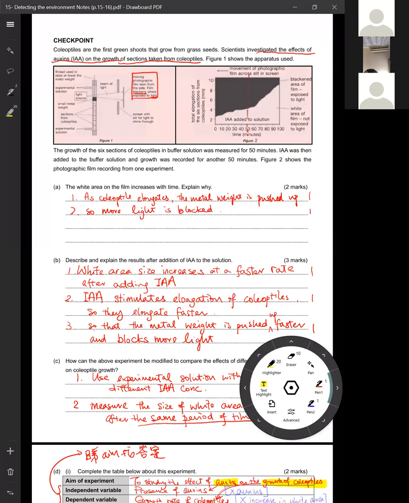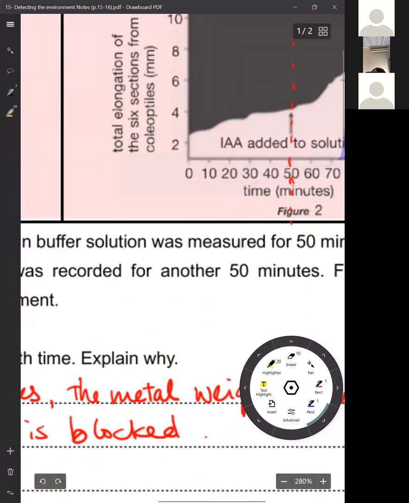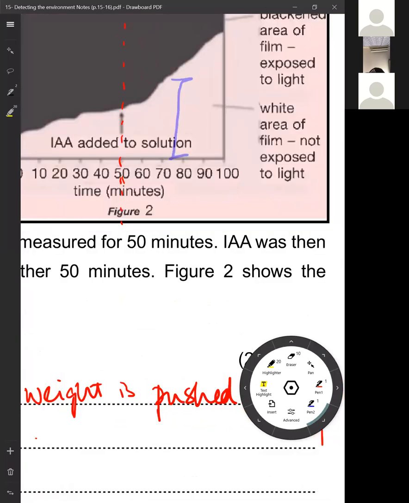First, this white area. Let's say this area is 2 cm in length. On the film, does it mean that the coleoptile really grows by 2 cm? Yes or no? Type in the checkbox.